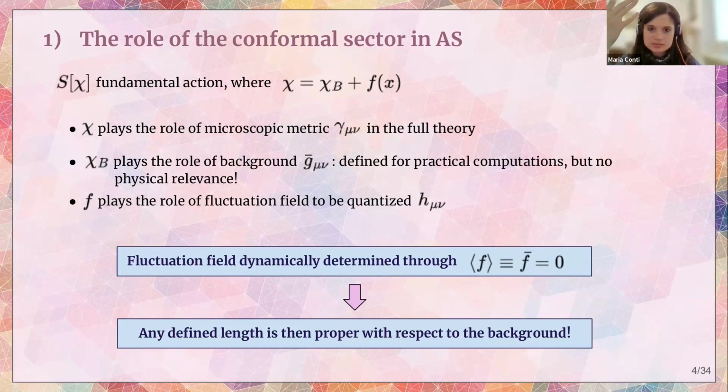The same ideas apply to just the conformal sector. The point is that at the end of our computation, we want the fluctuation field to be dynamically determined by imposing a requirement that the average of the fluctuation field must be 0. Why do we care about this? Because if this is true, then any defined length is proper with respect to the background, which is the only surviving metric in a sense. So in a sense, we won, because we were able to define length and the cutoff, which are now proper to the background, which once again we defined exactly because we needed to do practical computations, but overall must have no physical relevance.